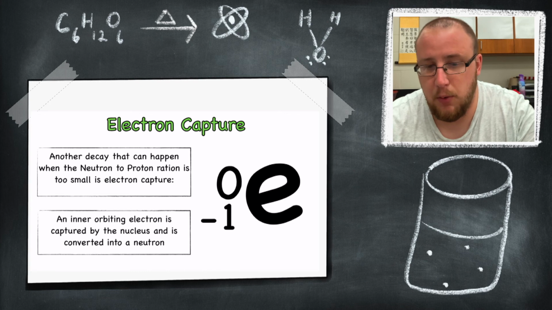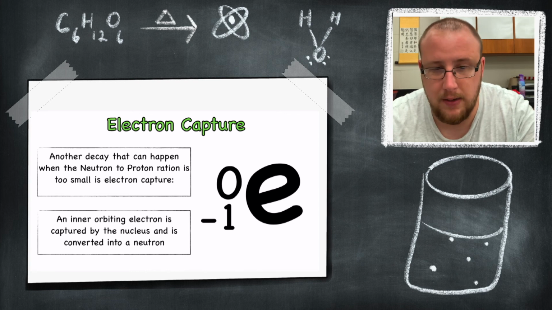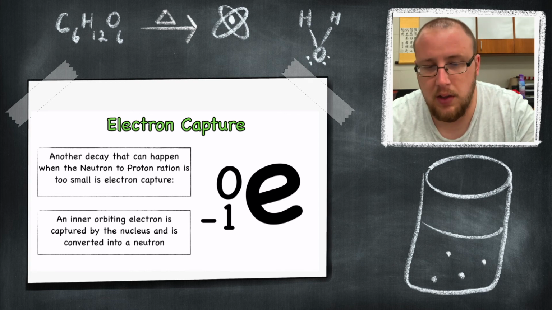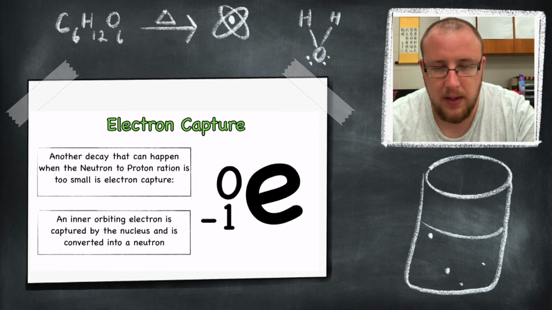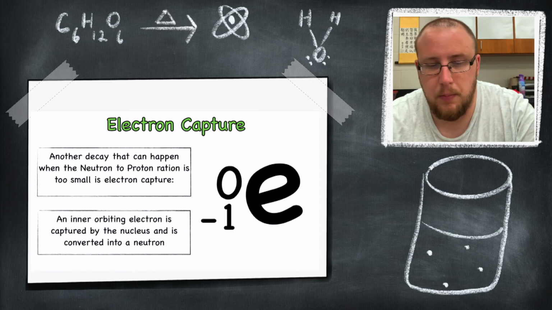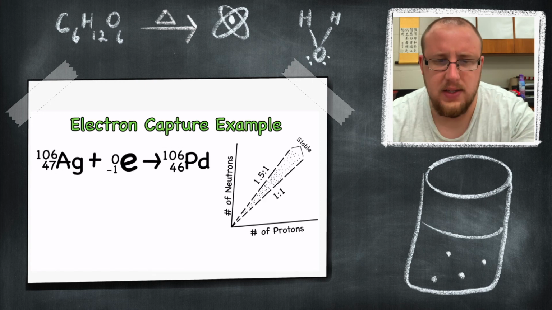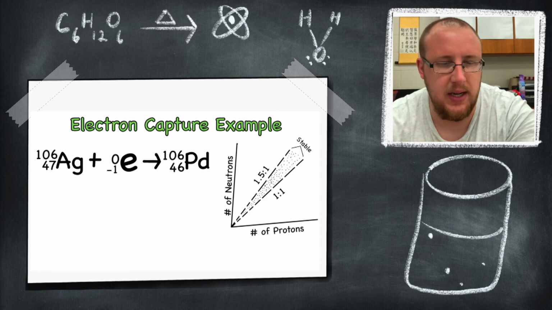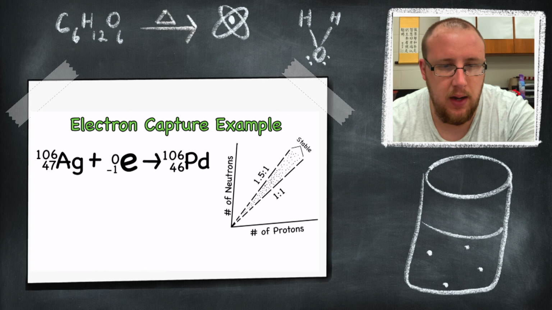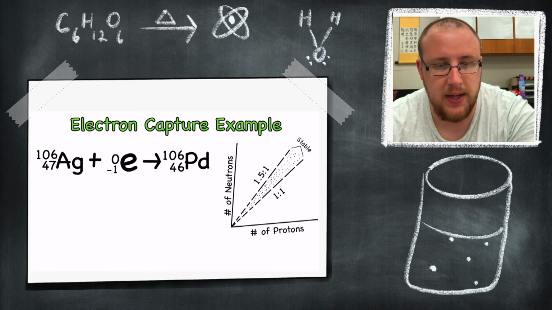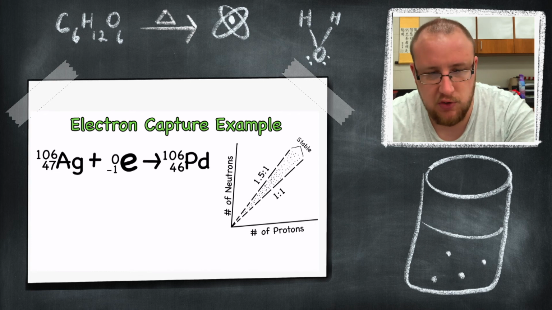Okay, so our symbol for our electron being lost is e with a -1. Pay close attention to that -1; it is going to play a key role in a minute. So we've got our silver-106, and it has 47 protons. We do an electron capture on it, so that's going to remove an electron and turn it into a neutron.